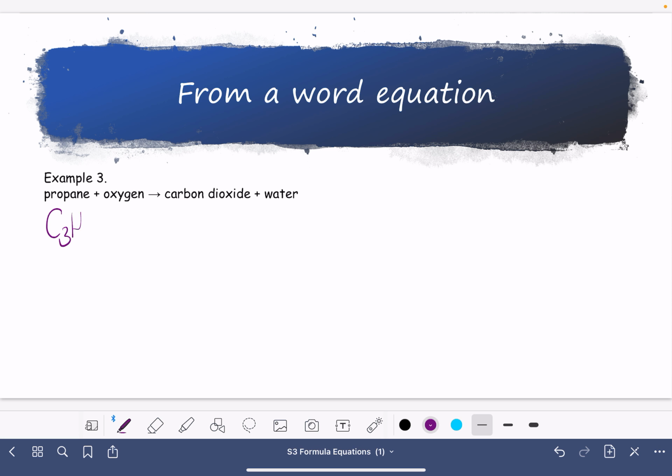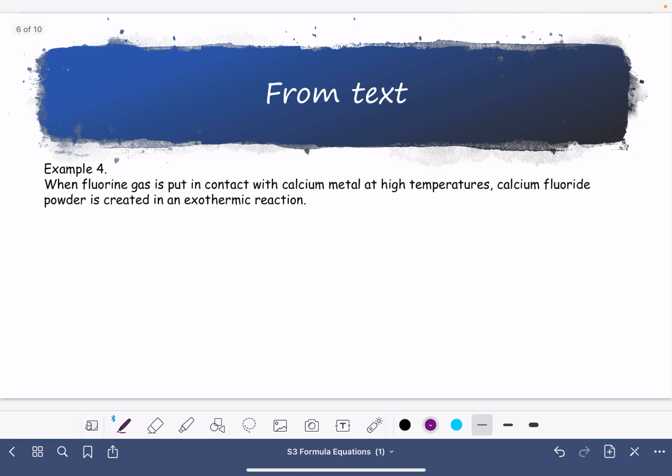So propane is C3H8, oxygen is O2, carbon dioxide is CO2, and water is H2O. Right, so if we have a word equation, then it's simple to substitute in the correct formula to give us a formula equation. But sometimes in an example, we're given it in text, okay? So by that I mean we've got a statement or a series of statements that indicate the progress of a reaction, but they don't display it as a word equation.